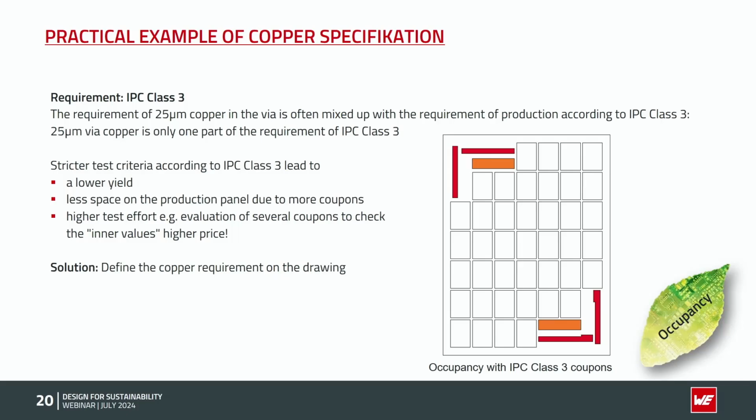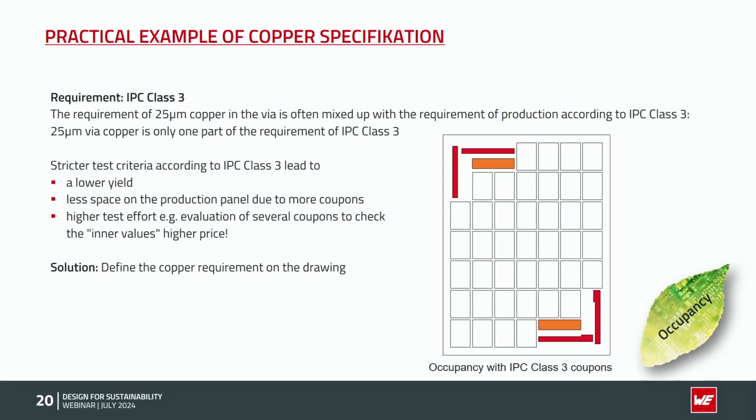And talking about copper specification, we see in a lot of specifications that sometimes the specification of IPC class 3, which includes a 25 micron copper limit in a via, comes with the specification of IPC class 3 production and quality control. The 25 micron is only one parameter of this. If you order IPC class 3 after, for example, IPC 6012, you will also add test coupons and a lot of tests into the production. And there are applications where this is useful and necessary and helpful. If you have critical applications where life depends on it, this makes sense.